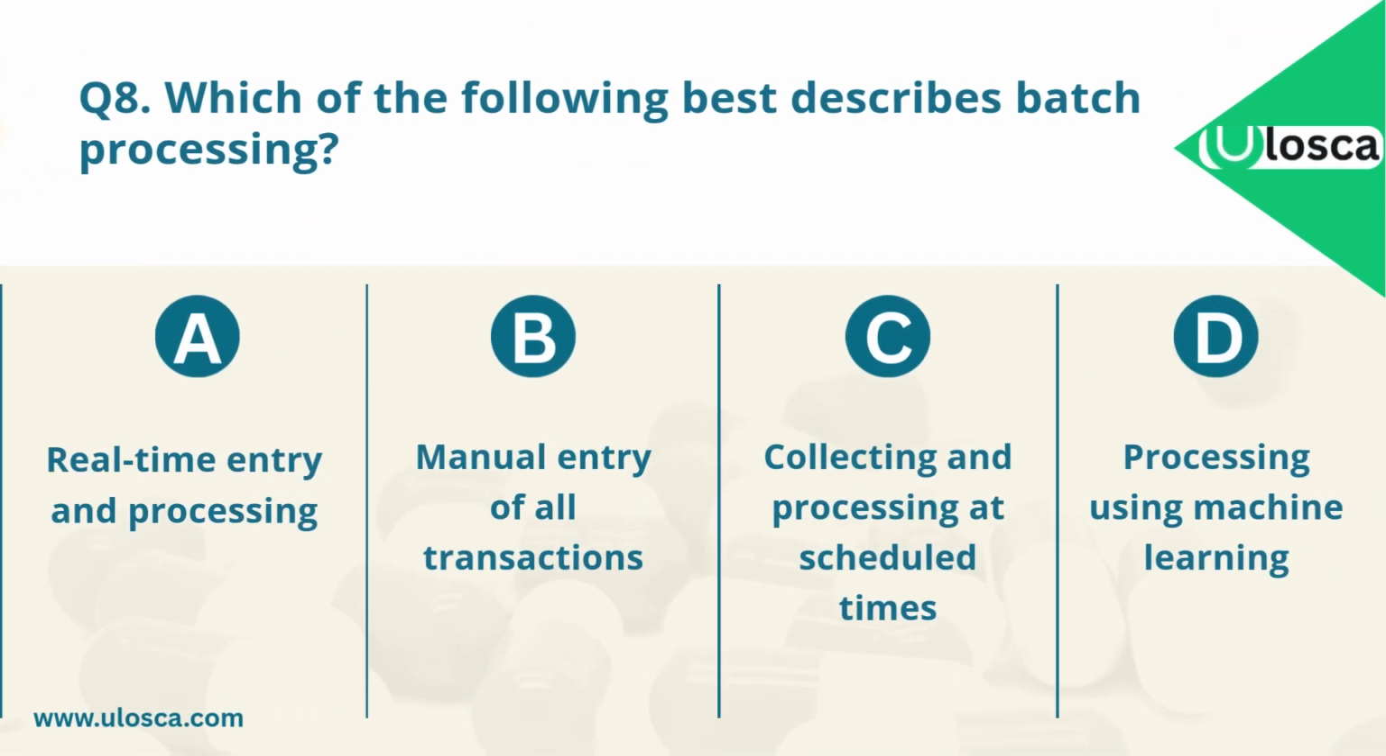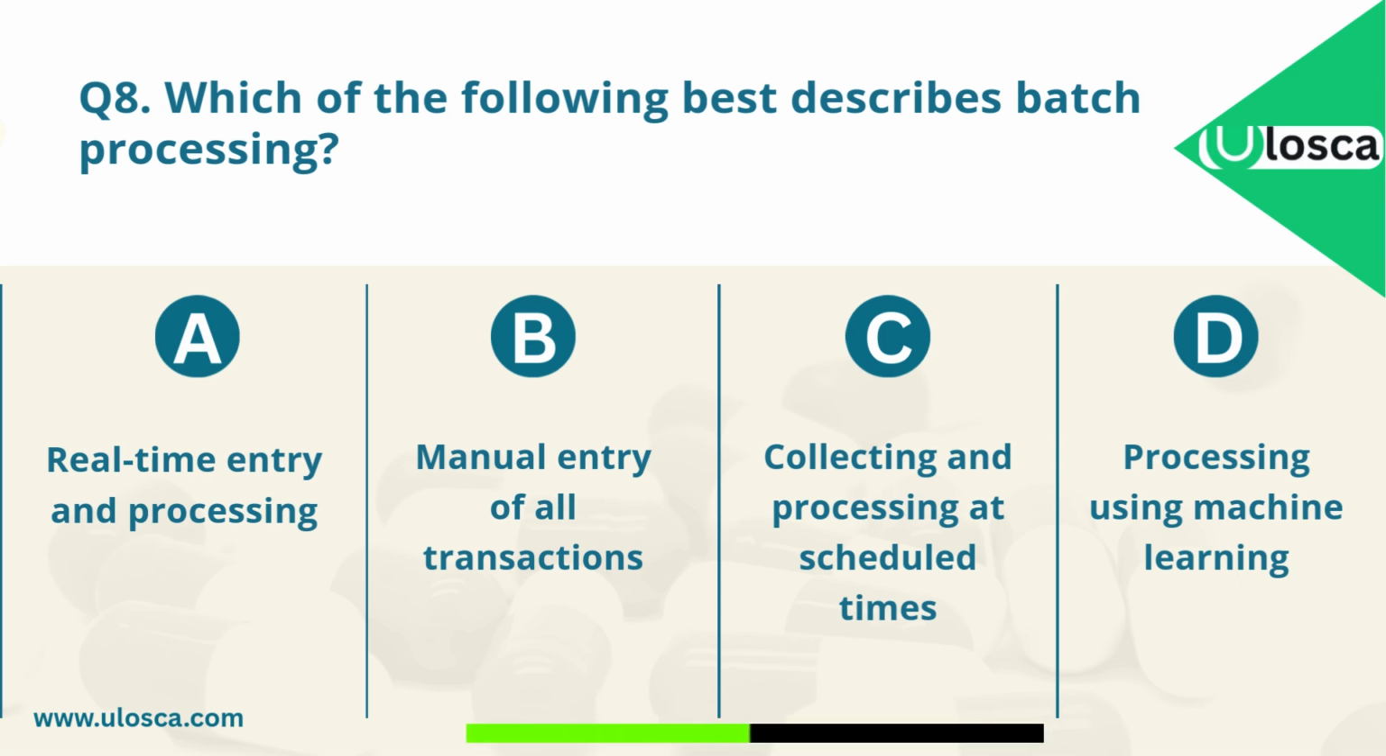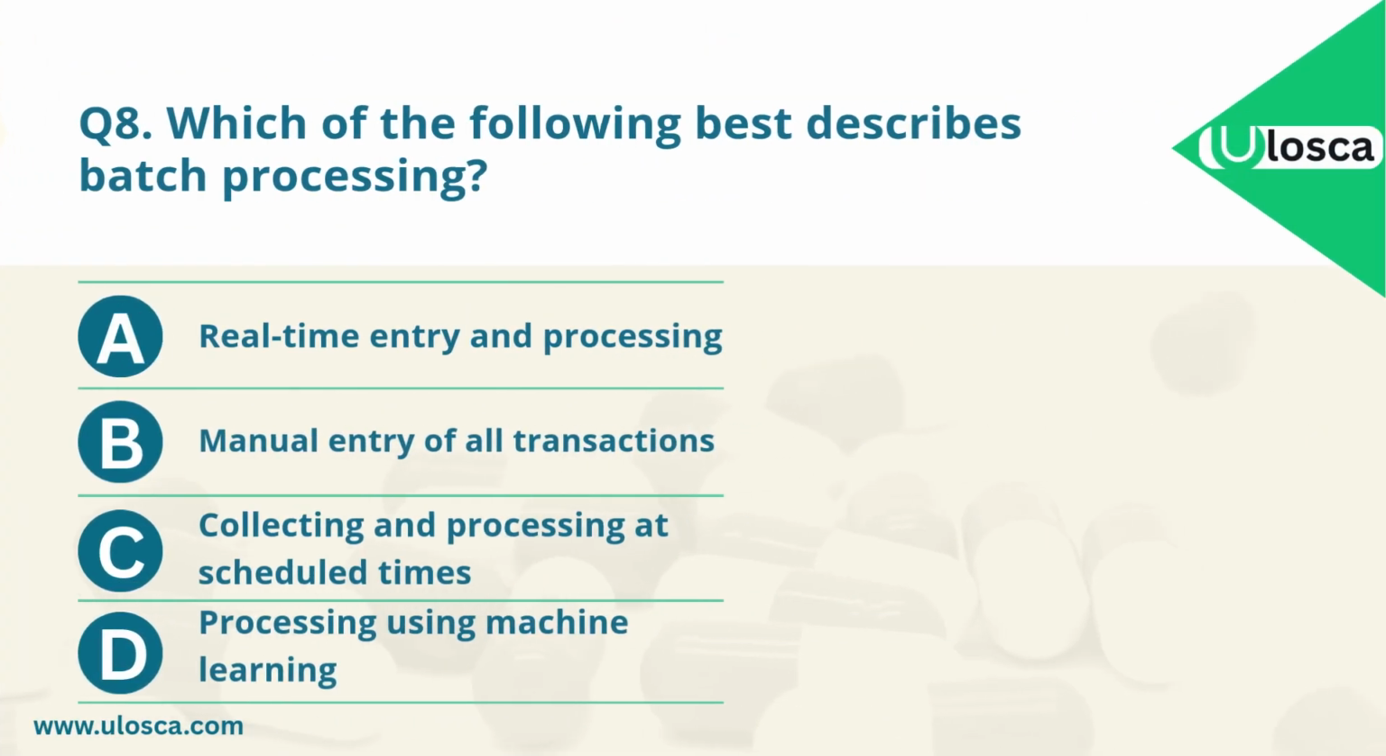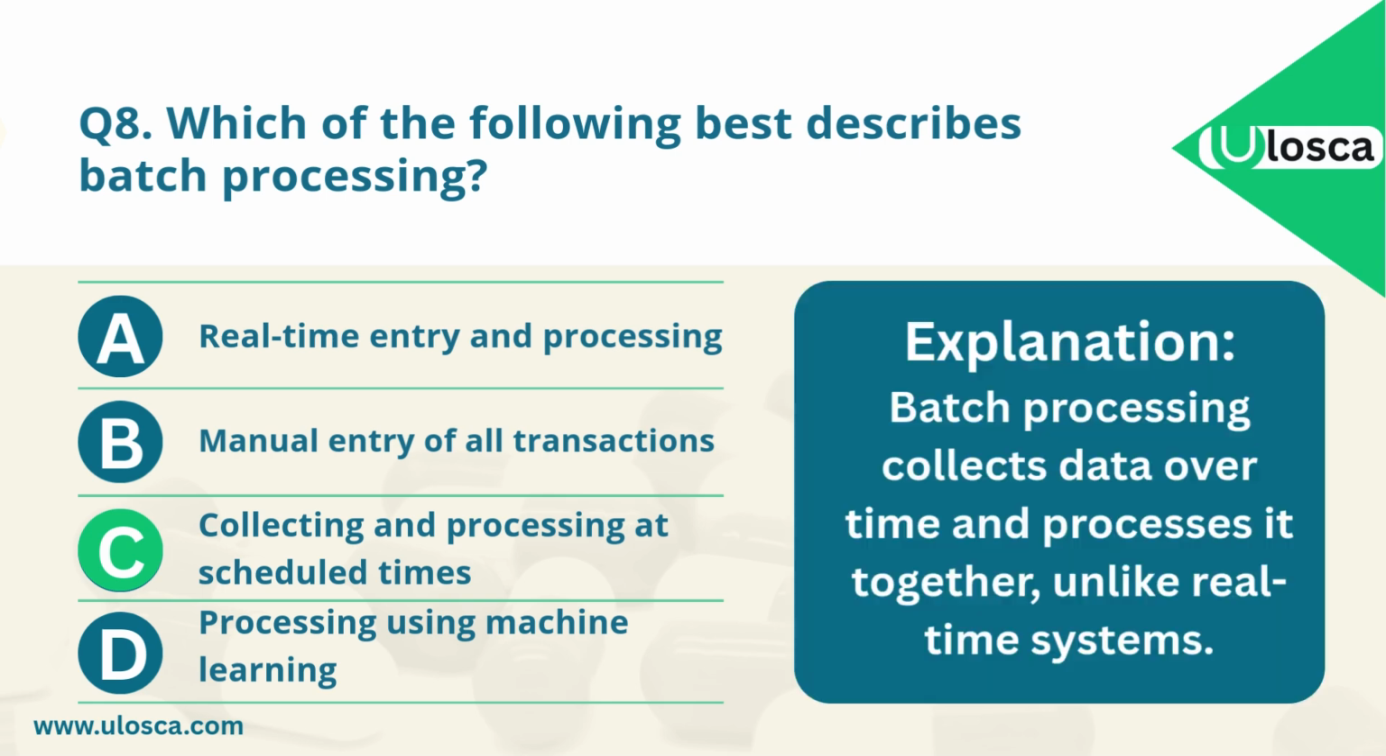Question 8. Which of the following best describes batch processing? A. Real-time entry and processing of transactions. B. Manual entry of all transactions into books. C. Collecting and processing data at scheduled times. D. Processing data using machine learning algorithms. Which one is the correct answer? The correct answer is C. Collecting and processing data at scheduled times. Explanation. Batch processing collects data over time and processes it together, unlike real-time systems.